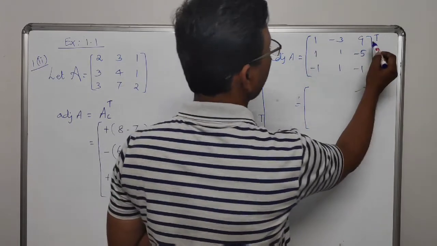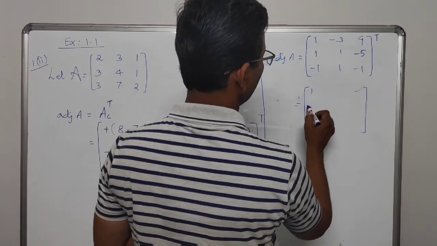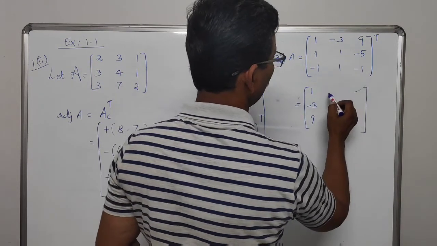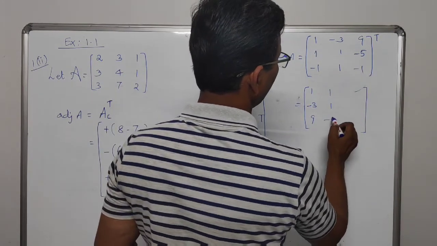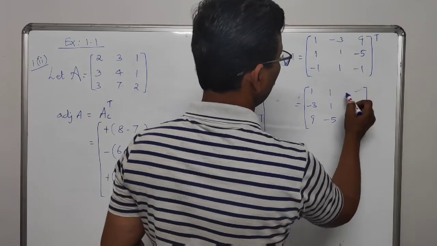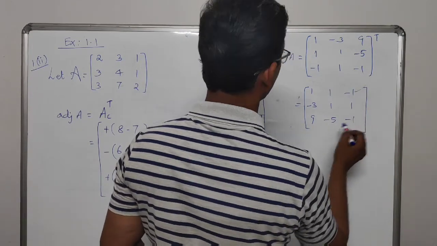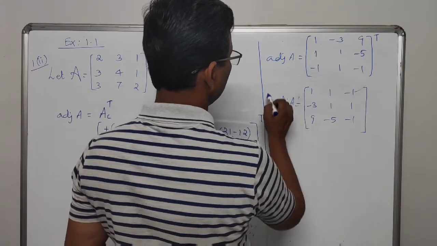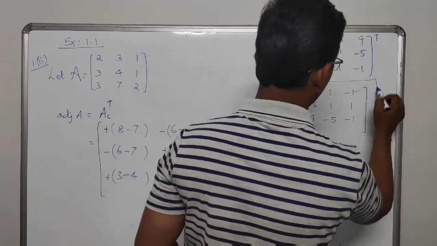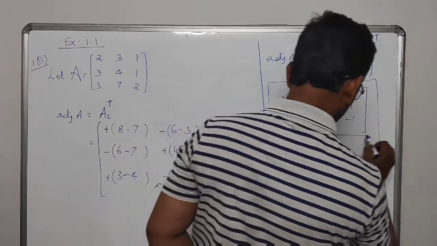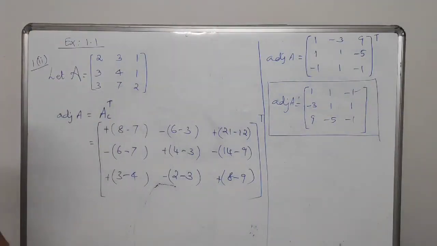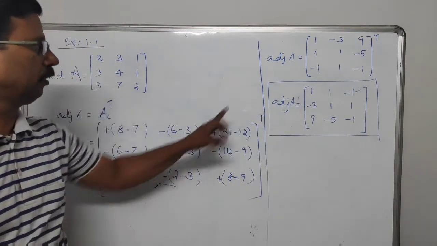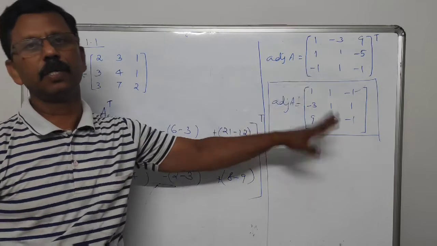The first row becomes the first column: 1, minus 3, 9. The second row becomes the second column: 1, 1, minus 5. The third row becomes the third column: minus 1, 1, minus 1. Likewise, we can find the adjoint of a 3 by 3 matrix by skipping extra steps. See, within 3 steps, 1, 2, 3, we can find the adjoint of this matrix.